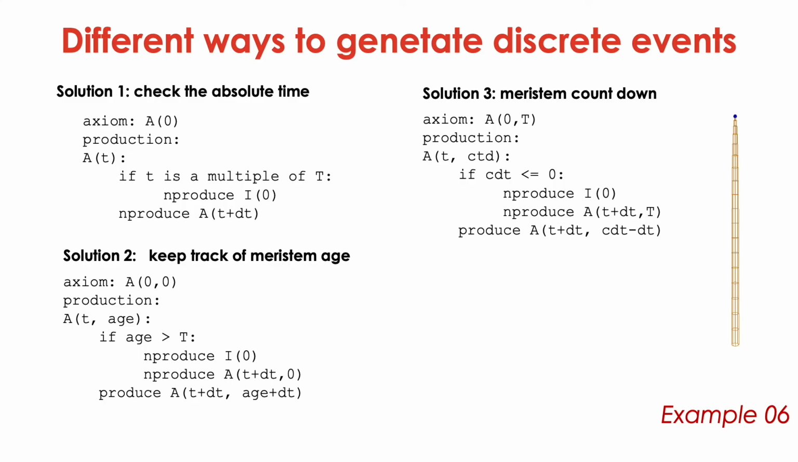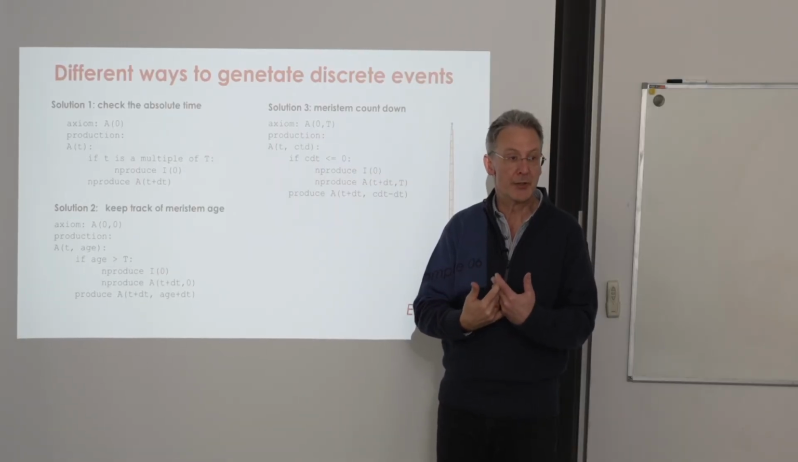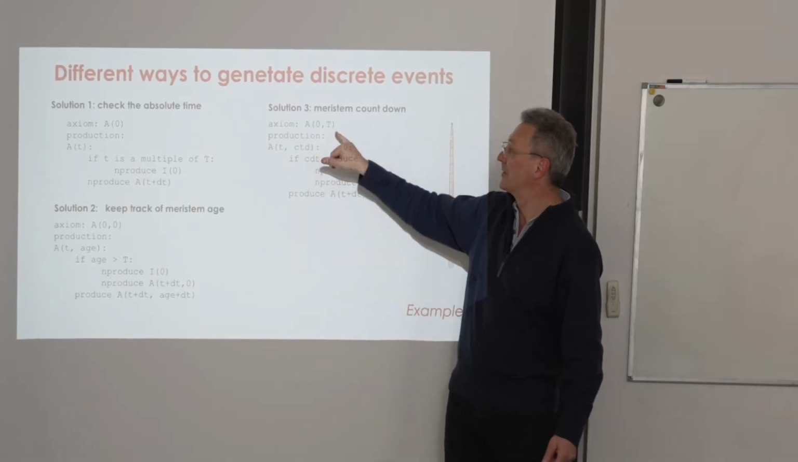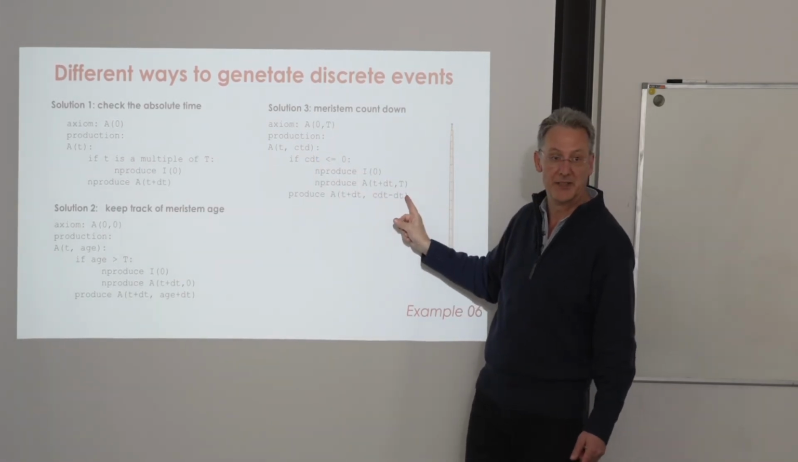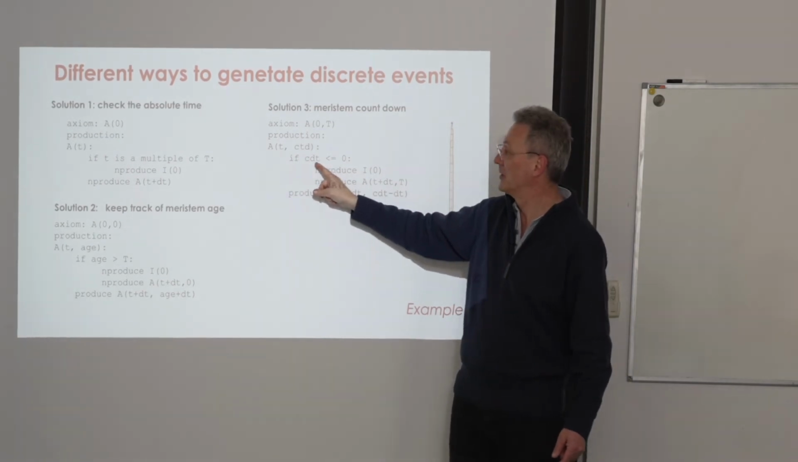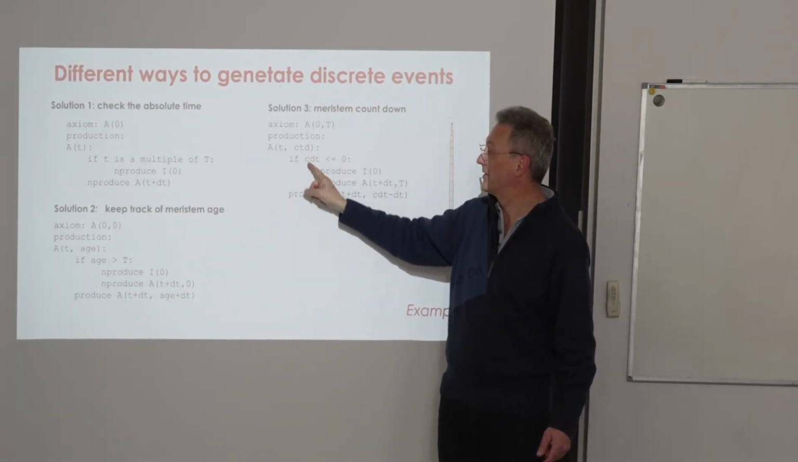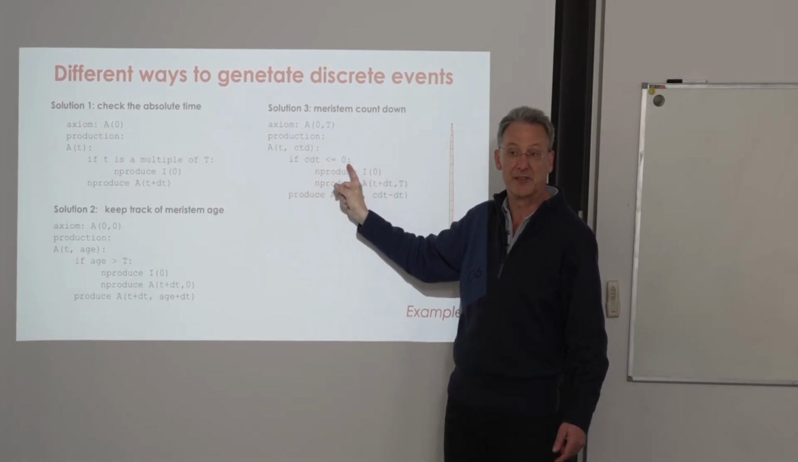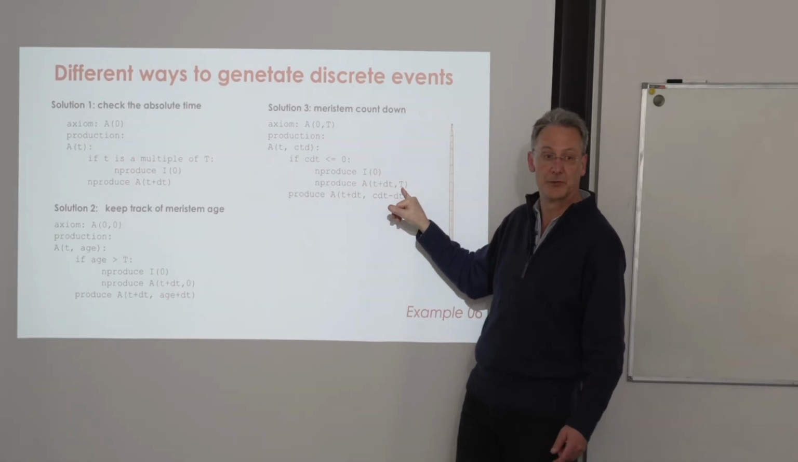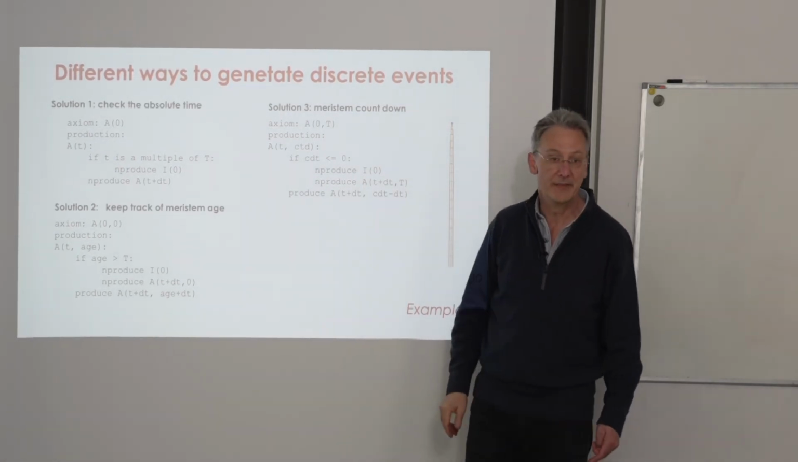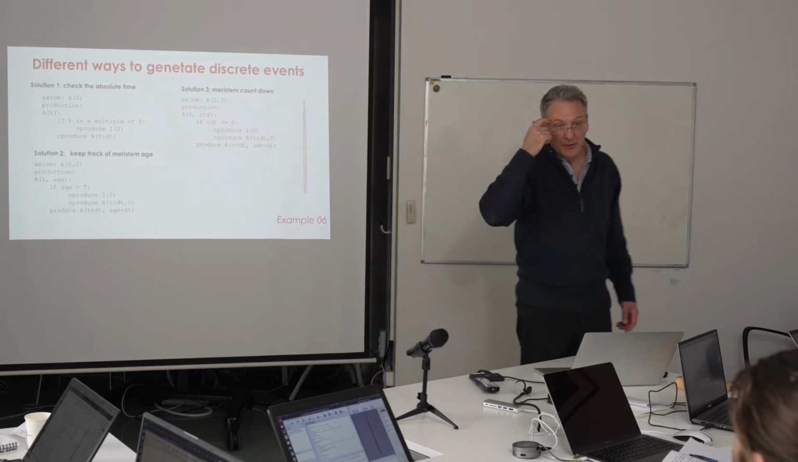Okay, and the last point is to have a countdown in the system. You say, I am an apex, and I count down the moment where I should produce an internode. So you start with your count at t, and each time you produce something, you decrease the countdown by dt. As soon as the apex's countdown state is less than 0, it's the moment where you create an internode, and then you put the countdown back to t for the next turn. Okay? And this is example 6.